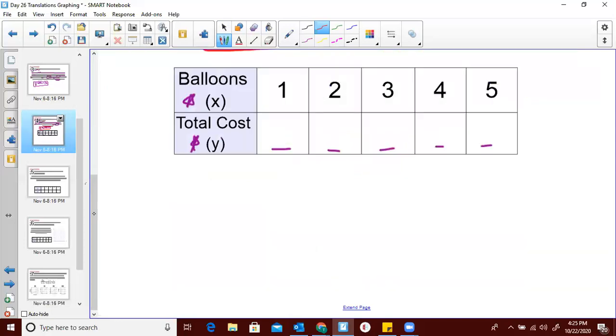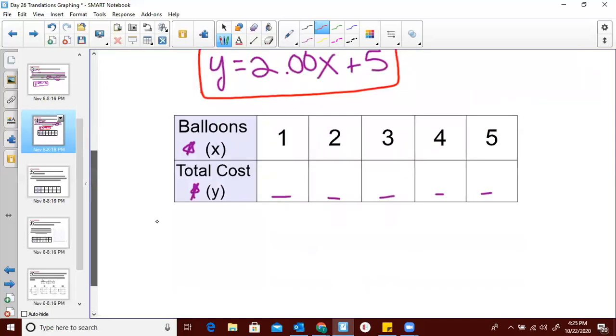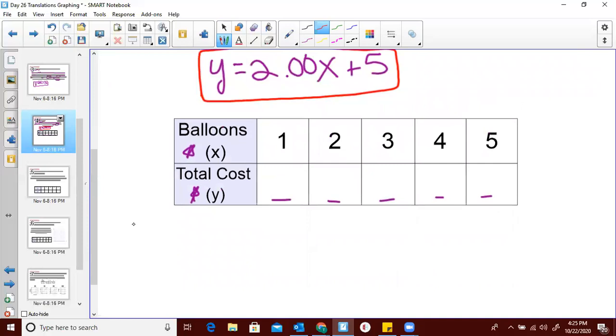For this one, I'll do it by hand, and I'm going to do the rest with Desmos. So I have y equals $2, and I'm going to leave a blank here for my x. I know that I'm going to put these values in for x: 1, 2, 3, 4, 5. It tells me right in front of me. It says balloons x. This is what x is going to equal.